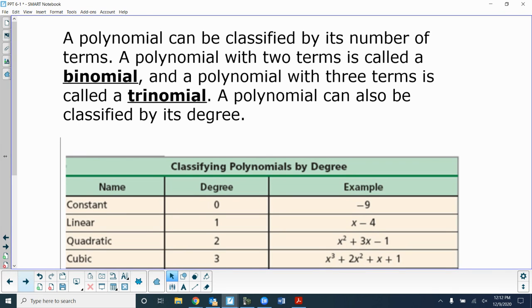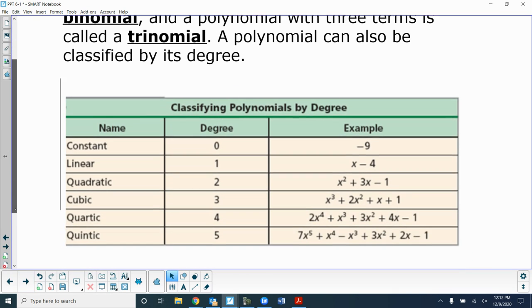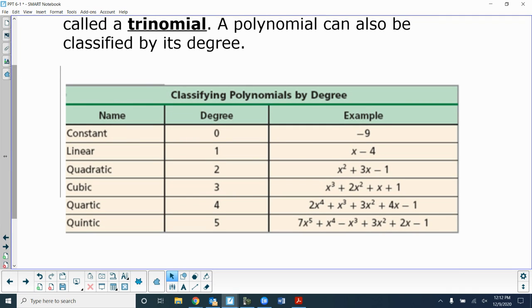Okay? A polynomial can be classified by its number of terms. A polynomial with 2 terms we know is a binomial, and with 3 terms is a trinomial. With 1 term it's a monomial. There's no special name if it's got more than 3 terms. You just say it's a 4, 5, 7, 10 term polynomial. Okay? It can also be classified by degree. So if the degree is 0, we call it a constant polynomial. If the degree is 1, we call it a linear polynomial. If the degree is 2, we call it a quadratic. That's what we just got done having a test on, right? Those were quadratics that we solved.